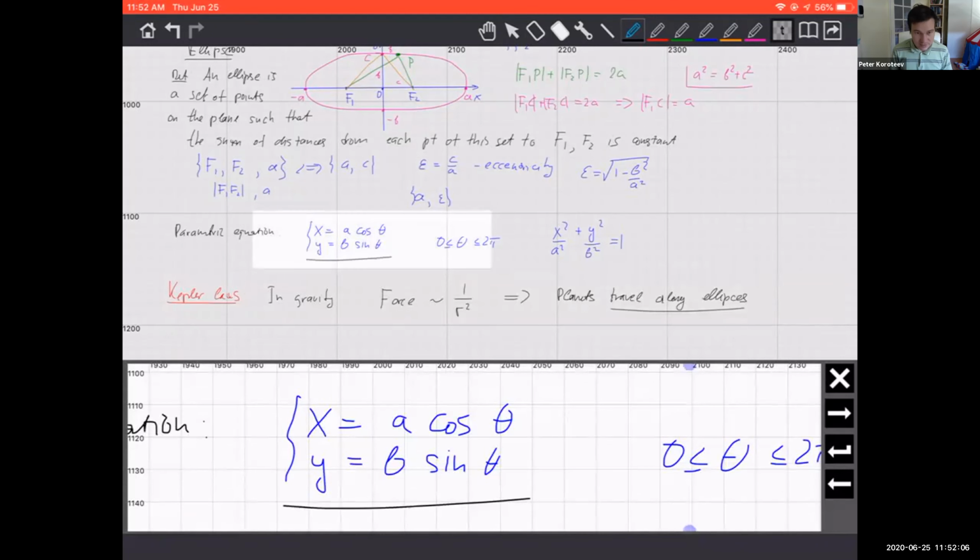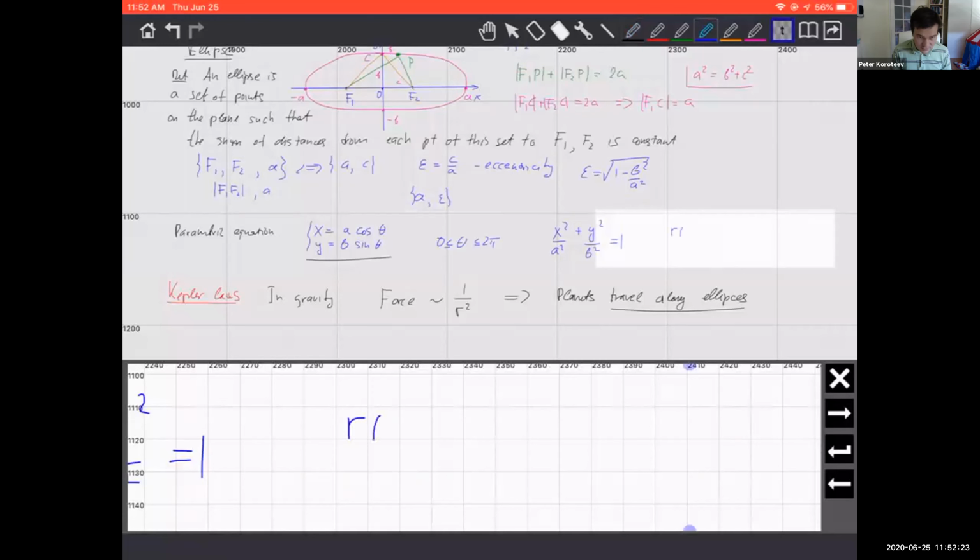Either this equation, or there's an alternative equation for an ellipse, which looks like, I'm going to write it slightly differently. The radius r as a function of theta is equal to, well, it's some constant a divided by 1 plus epsilon times cosine theta.